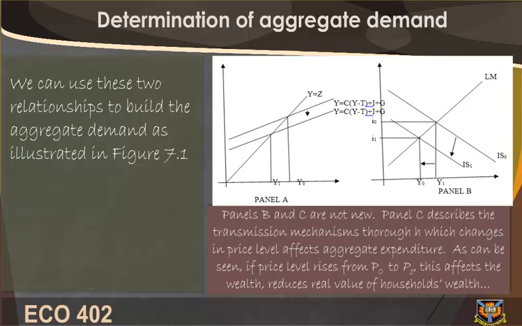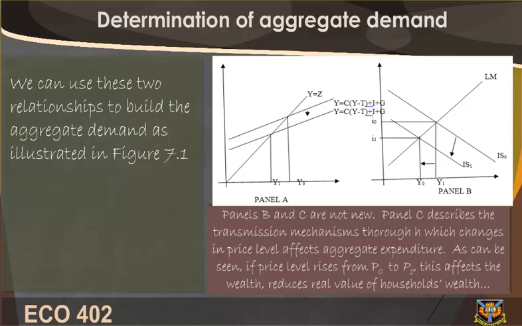We can use these two relationships to build the aggregate demand as illustrated in Figure 7.1. Panels B and C are not new. Panel C describes the transmission mechanisms through which changes in price level affect aggregate expenditure.